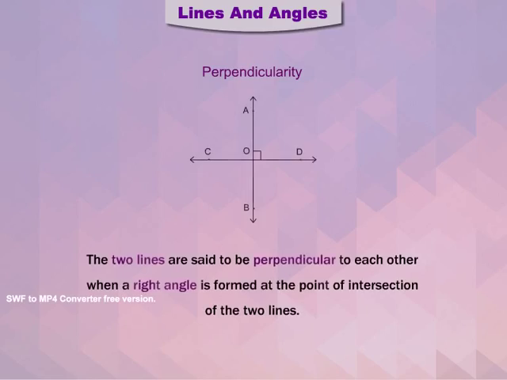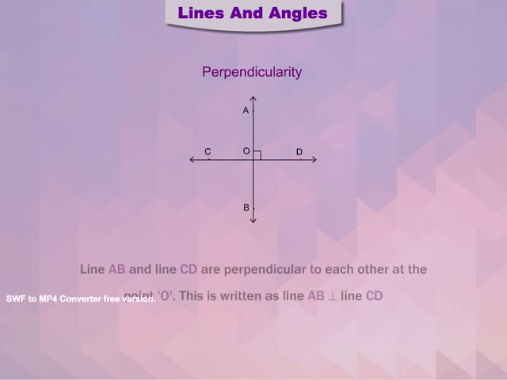Perpendicularity. Two lines are said to be perpendicular to each other when a right angle is formed at the point of intersection of the two lines. Line AB and line CD are perpendicular to each other at the point O. This is written as line AB perpendicular to line CD.